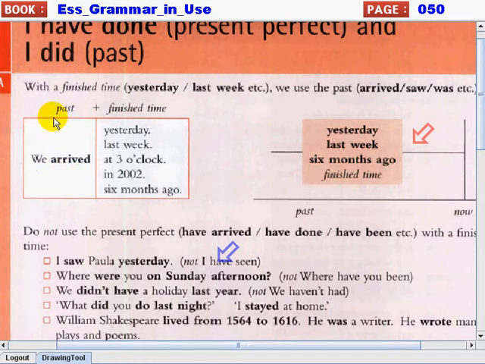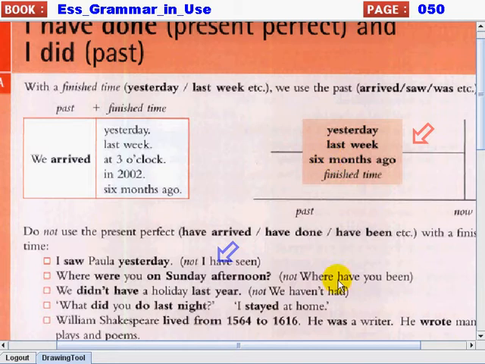Here is the right formula. The past form of your verb plus the time when you finished doing the action or the event. Next, example. We arrived last week. Alright, you put the time when you finished it, or the time when you arrived. It was last week. Next, we arrived at 3 o'clock. We arrived in 2002. We arrived 6 months ago. Alright?